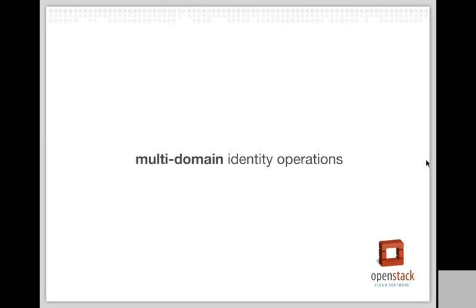Multi-domain identity operation. Keystone V3 has been out since Icehouse, actually. I think it's Icehouse. There's support for multiple domains in there. We support that to a degree in Horizon. We need to do a much better job.